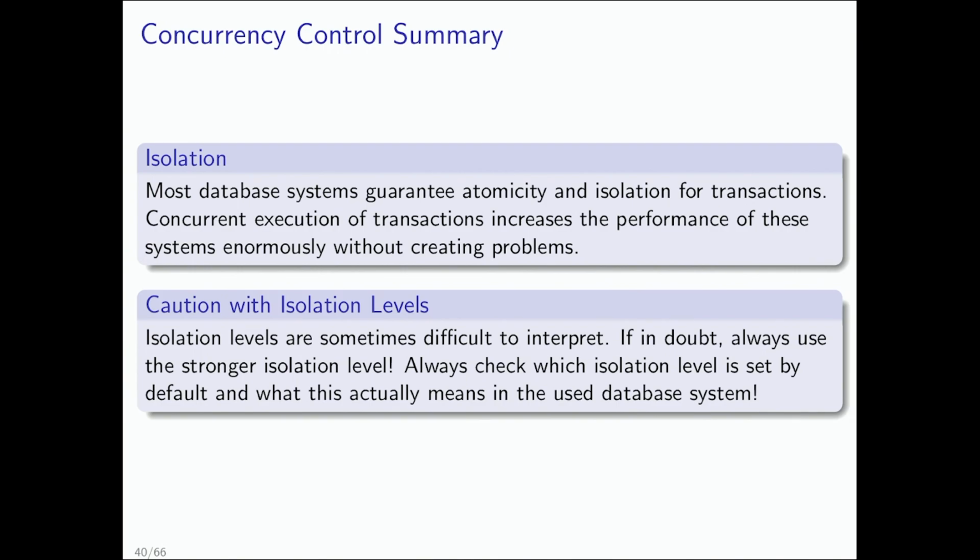Modulo Oracle, which does not guarantee perfect isolation. I showed that example where they ignore write skew. But all other systems, or most other systems, do that. But you have to be careful with the isolation levels. When you install a database system, it typically has an isolation level of read committed rather than serializable. So if you use a database system, the first thing you do is change the isolation level to serializable.